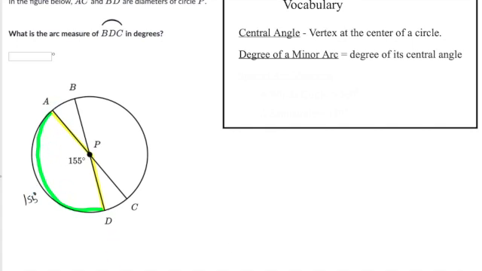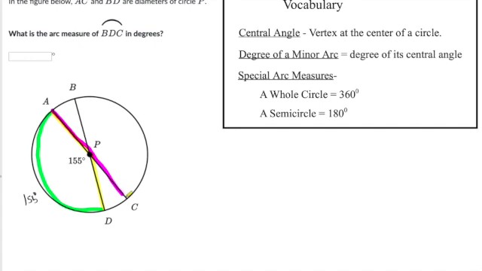And the next vocabulary word is, well, we want to look at some special arc measures. A whole circle is 360 degrees, and a semicircle is 180 degrees. Now, a semicircle is half of a circle, and we could always identify that because it's like a diameter. So let's look at a diameter like this one right here. That's a diameter. That's 180 degrees. It's a straight line. So the arc measure of this one right here would be 180 degrees.